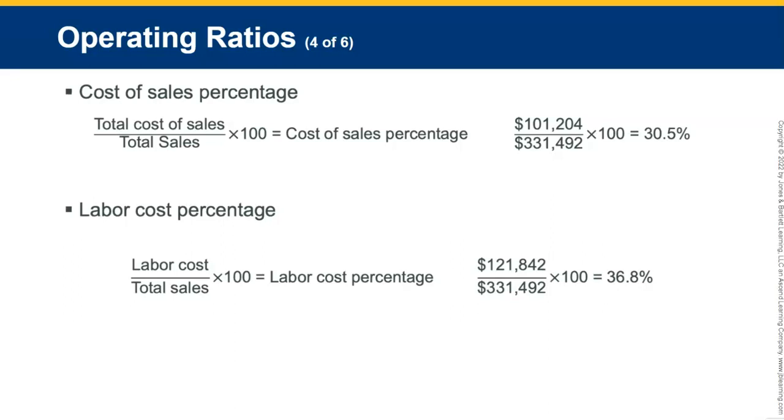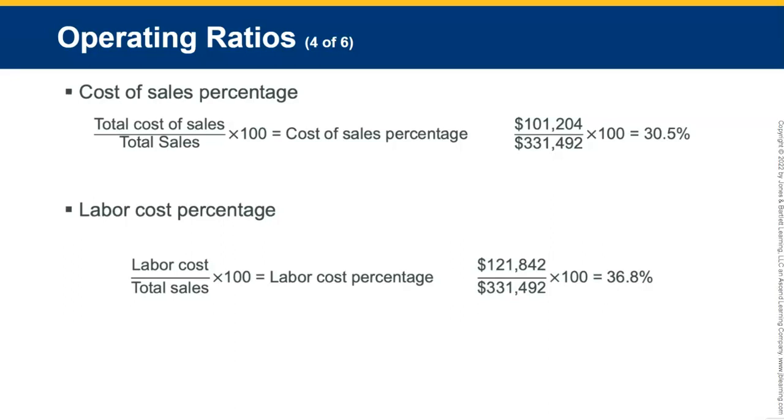Cost of sales percentage, the formula to calculate this is total cost of sales divided by total sales multiplied by 100 gives us the cost of sales percentage. So if we have $101,204 as our total cost of sales, and our total sales is $331,492, we multiply that by 100 and it gives us 30.5% as the cost of sales percentage.